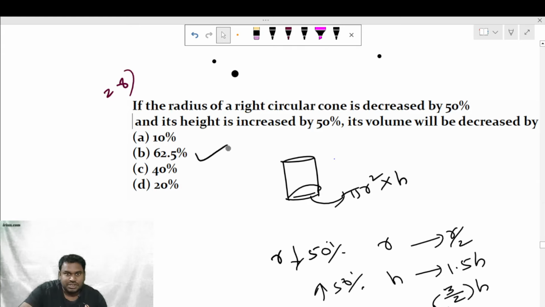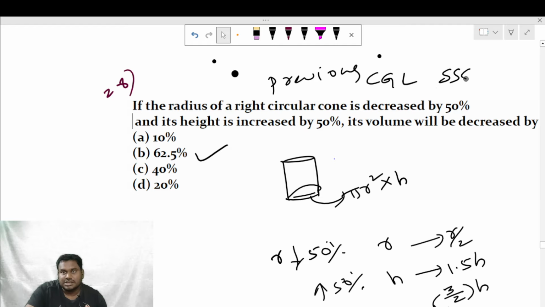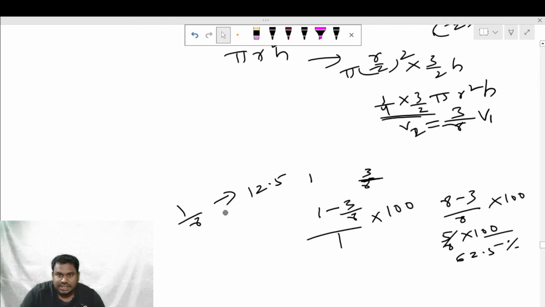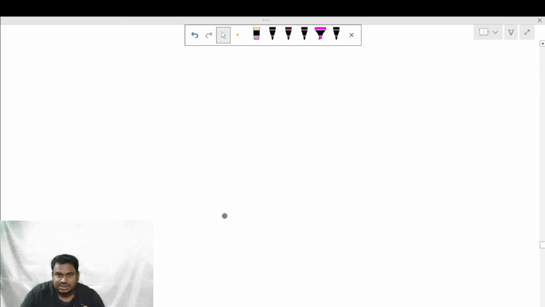These questions were given in previous SSC CGL papers. So standard questions like these will be given in SSC CGL.